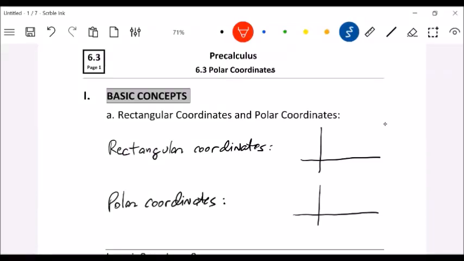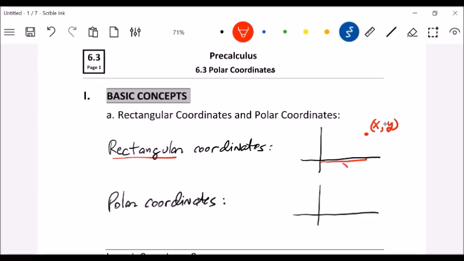Welcome to polar coordinates. We're going to look at the difference between rectangular and polar coordinates so that you understand what polar coordinates are. In a sense, they are the exact same as rectangular coordinates in terms of what they are. How you show them is the issue. So let's take a rectangular coordinate. Let's take a point here that we'll call X and Y.